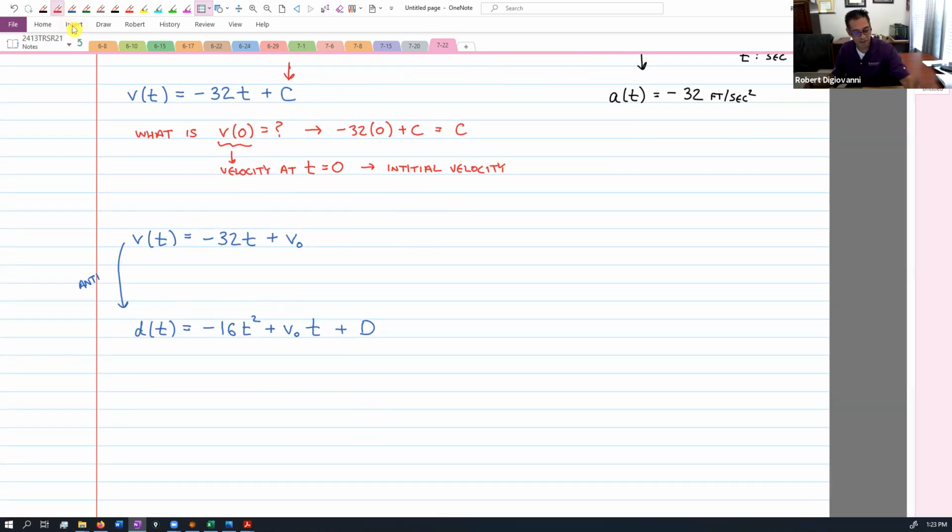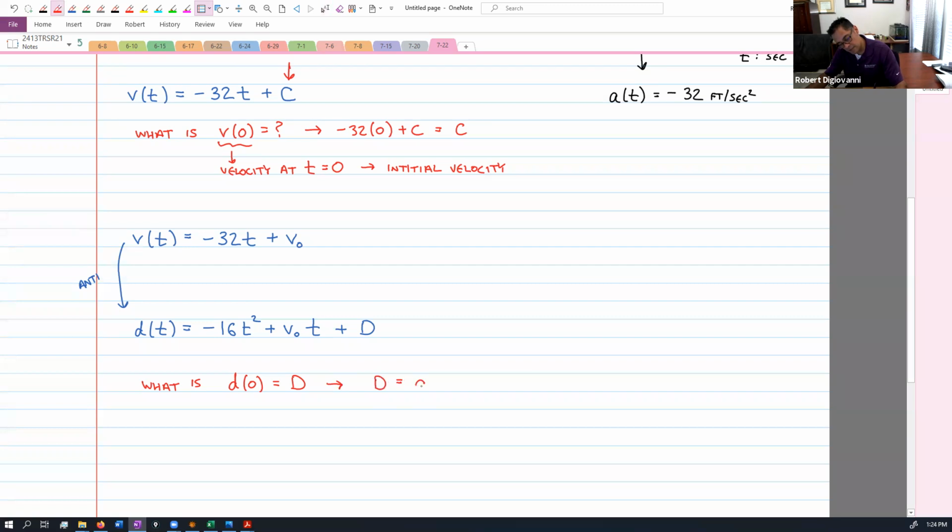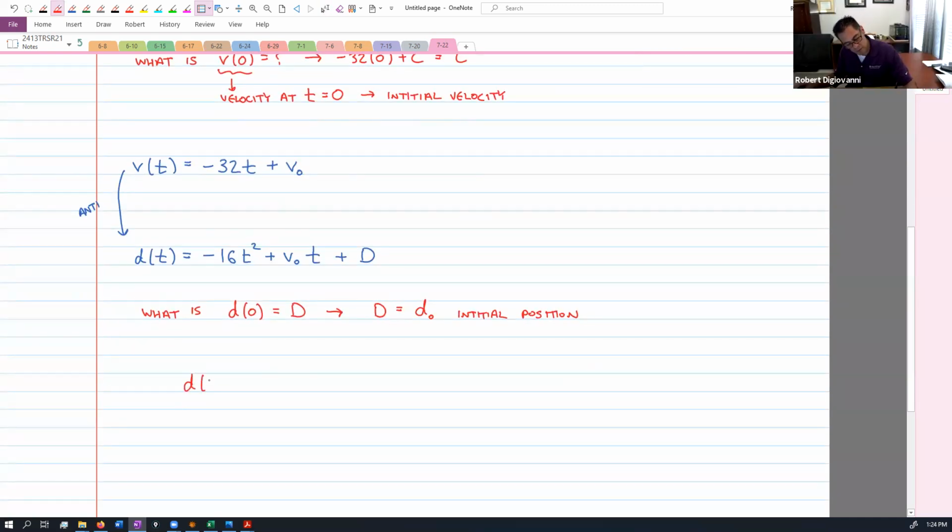Now, again, I'm going to ask you, what is D of 0? Plug 0 into this, and what do you get? You're just going to get D. So plug 0 into that and you get D, which means that D equals D naught. That's the initial position. Which brings us to this final version of the formula.